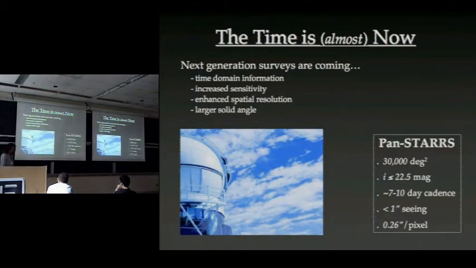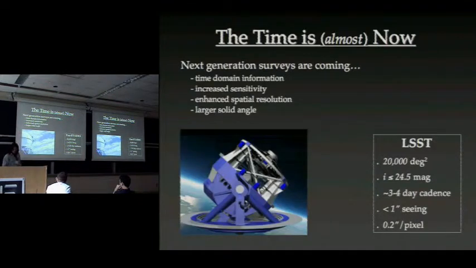So just a quick run through. There's Pan-STARRS, which is happening right now, 30,000 square degrees, down to about 22 and a half. 7 to 10 day cadence, but that depends because it's rotating through filters also, so that's not 7 to 10 days per filter. And about an arc second or so seeing, a little bit less. Like revisiting the same point in the sky. And then 0.26 or so arc seconds per pixel.